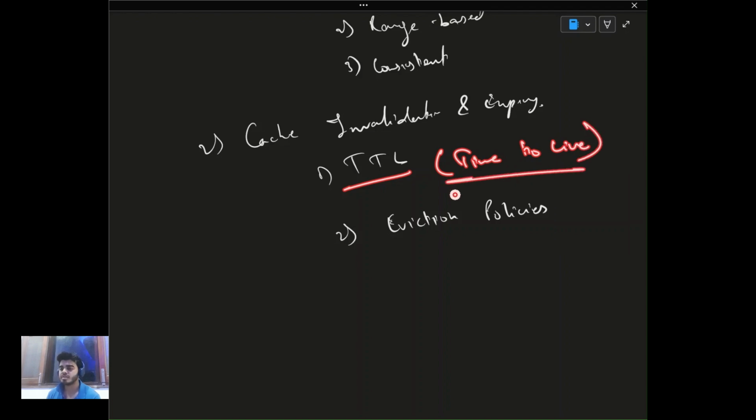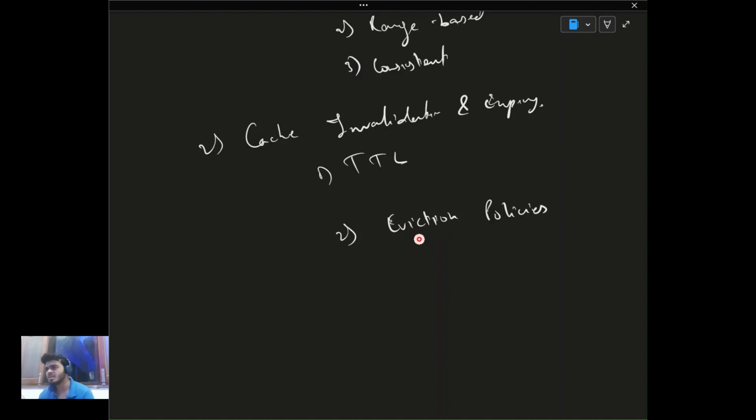TTL, time to live, automatically removes the data after a set or certain amount of time. Of the eviction policies, the most commonly used is LRU, which means the least recently used data is removed first, as compared to the recently used one.